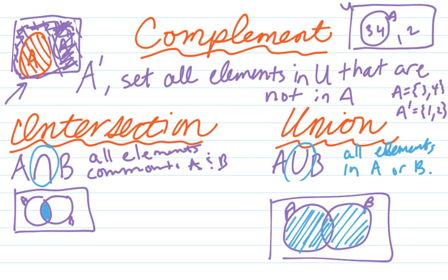So I always think of the intersection as being our "and." It has to be in A and in B to count. And the union I always think of as being "or." I count it in the union if the element shows up in either A or B or both. Okay? So intersection is "and," union is "or." One more time, intersection is "and," union is "or."